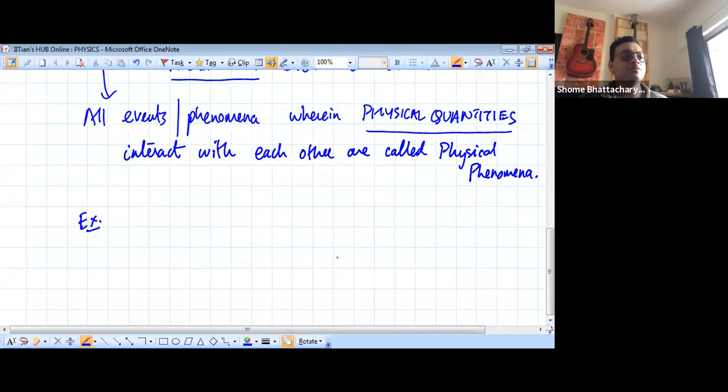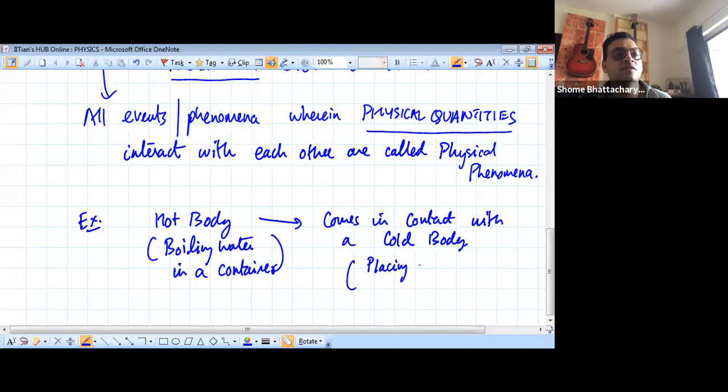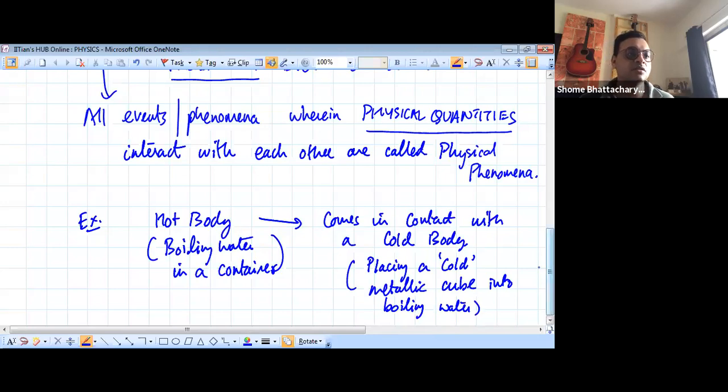We can take the situation of, for example, a hot body, like let's say boiling water in a container. It comes in contact with a cold body. So let's say what we are doing is, now we are placing a cold metallic cube, okay, into the boiling water. So kya ho raha hai? A hotter body is coming in contact with a colder object, which is the cold, that means comparatively its temperature is less. So that is coming in contact with the hot body.